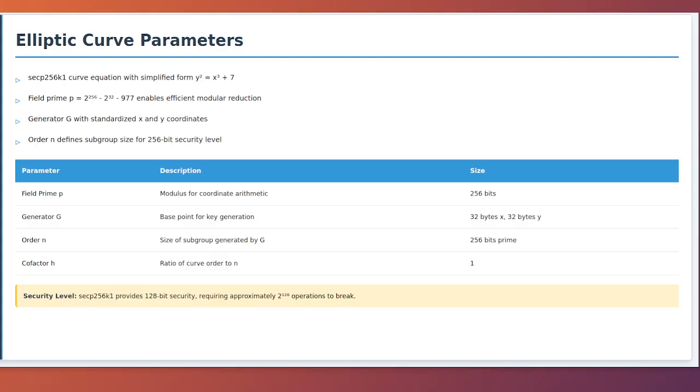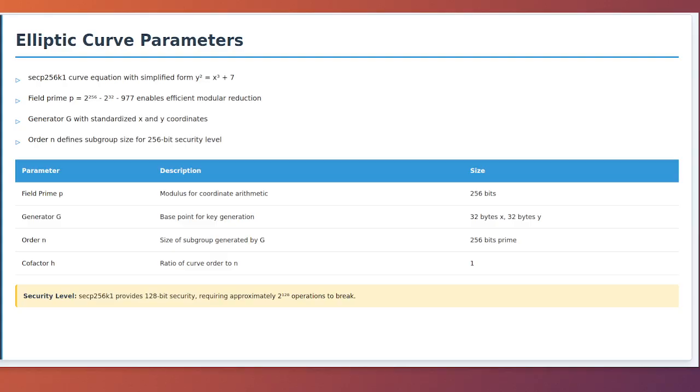The field prime p for SECP-256K1 is a massive number, 2 to the power of 256 minus 2 to the power of 32 minus 977. This specific choice of prime was selected because it has a special form that allows for efficient modular reduction using fast reduction algorithms. All coordinate arithmetic on the curve is performed modulo this prime, meaning after each addition or multiplication operation, we reduce the result modulo p. The size of this prime determines the size of the finite field over which the curve is defined and directly impacts the security level of the cryptographic operations.